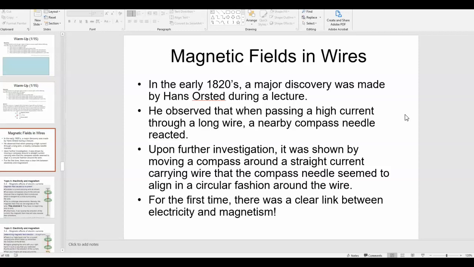And upon further investigation, it was actually shown that if you take a compass and you move it around a straight wire, the compass needle actually seems to trace out the path of a circle.